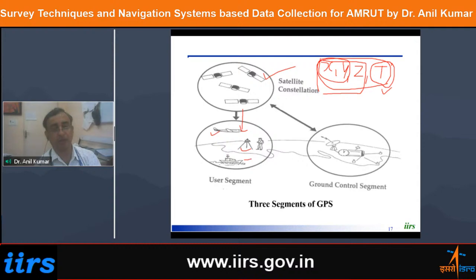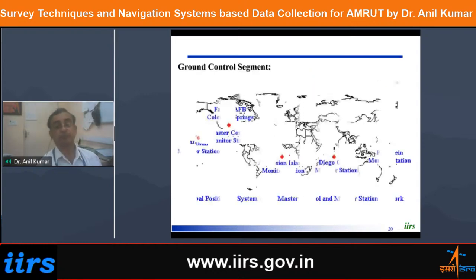Between GPS and user, this is one segment. The user can be on the air, on the ground, or on the water surface. We can get the coordinates, and there is one-way communication here, not two-way. Here you have two-way communication. They go on downloading the data from the satellite, and if some corrections are required, they can upload the data from ground to the satellite. Here there is no communication required between the user and the ground control segment.